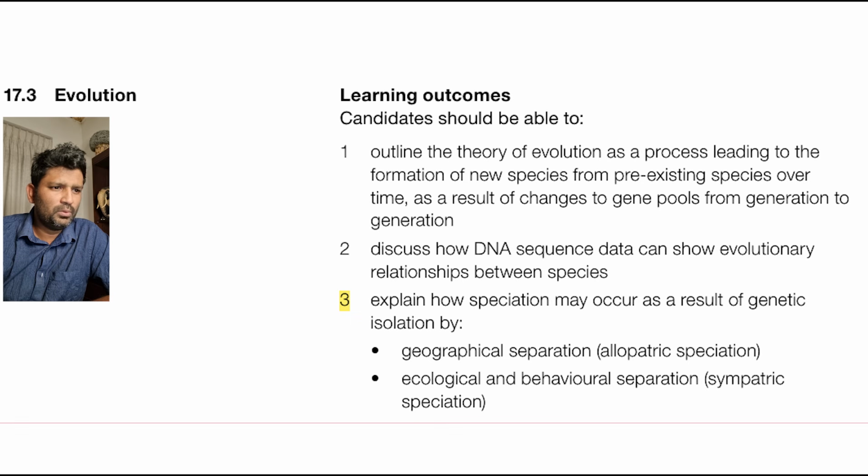Then coming to evolution, yes, there was a question on evolution in the recent papers, both February, March, the May, June and October, November series. Even the variant papers had these questions on evolution. But then again, I think that they have not tested much about allopatric speciation and sympatric speciation. So you might want to know what they are and try to explain based on a particular question.